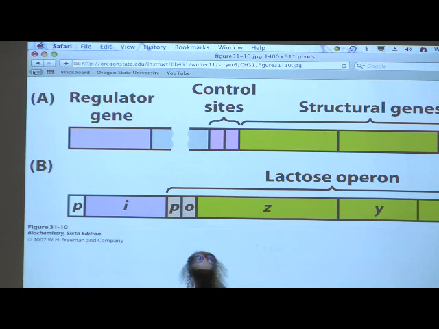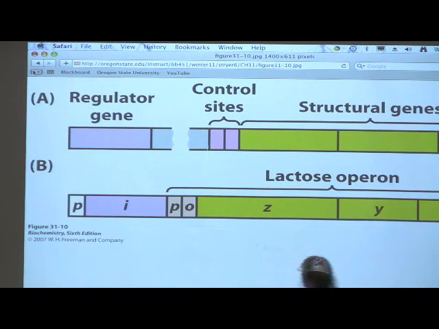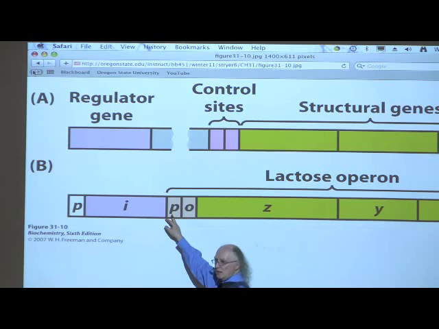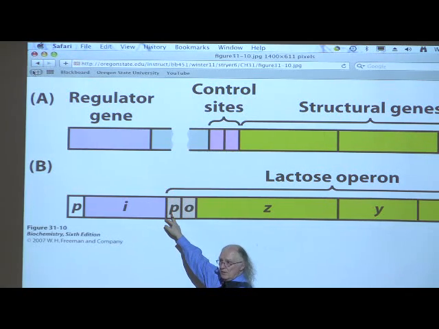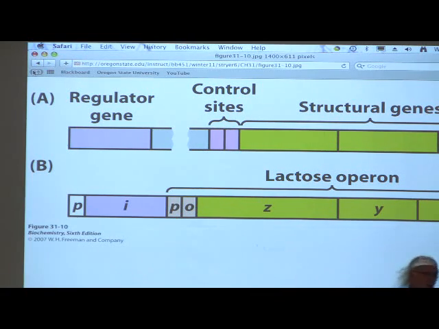You'll notice that the operon has control sites ahead of it. And those control sites include a P, which stands for a promoter. You've already seen promoters before. That's a place where RNA polymerase is going to bind, or at least try to bind. You see another sequence called O, standing for the operator.